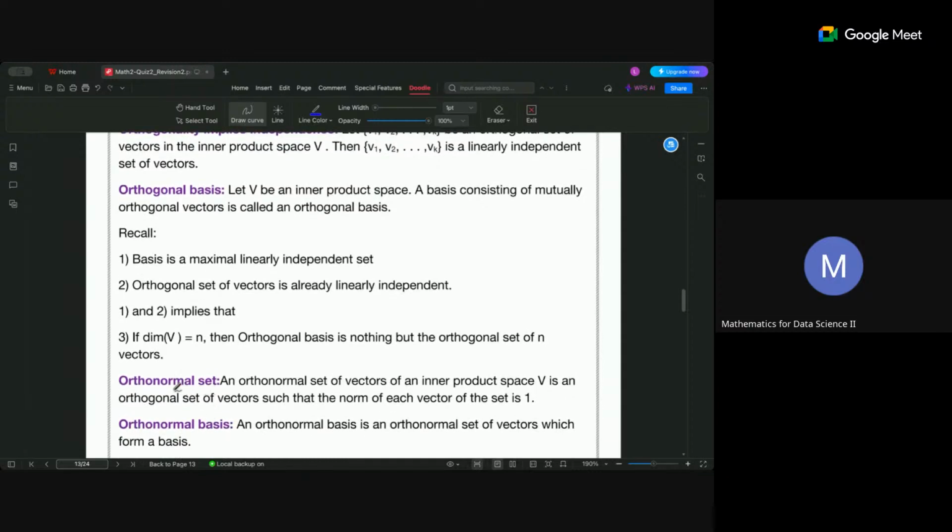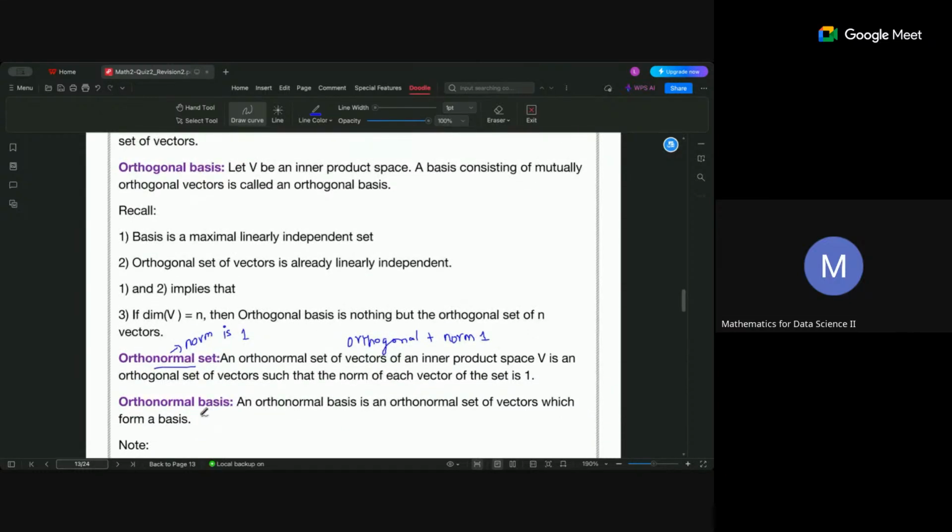Okay, now what is an orthonormal set? Normal means the norm is 1. So an orthonormal set means it is orthogonal plus norm 1. If these two conditions are there, then we call it orthonormal.